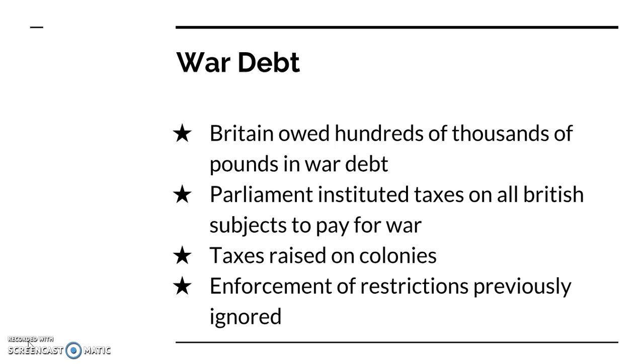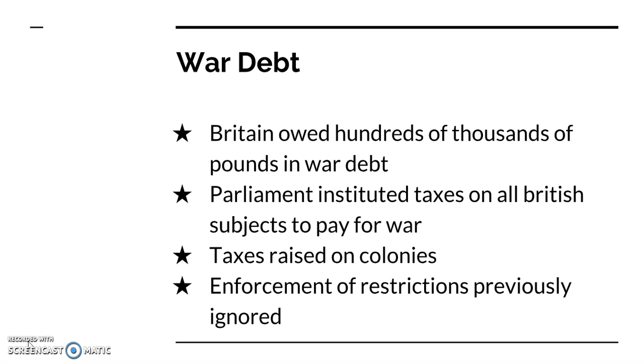So let's begin. The first issue is the war debt. Britain owed hundreds of thousands of pounds in war debt, the equivalent of millions of dollars today, which they owed to various creditors and banks. In order to pay for this debt, Parliament instituted taxes on all British subjects to help pay for the war they just had. These taxes are raised on the colonies, just as they're raised on all British subjects.